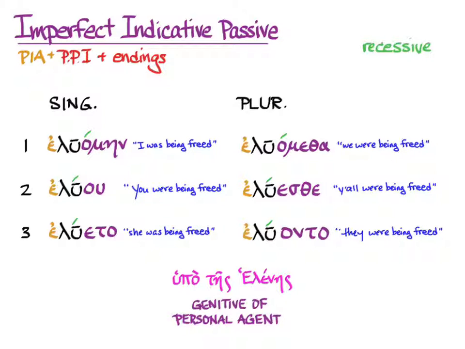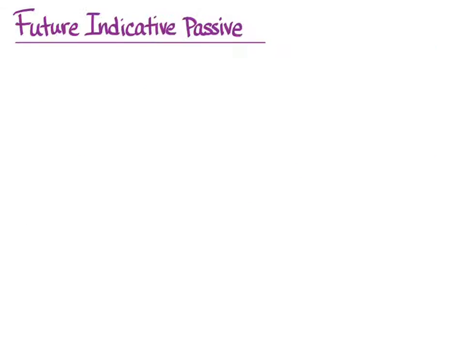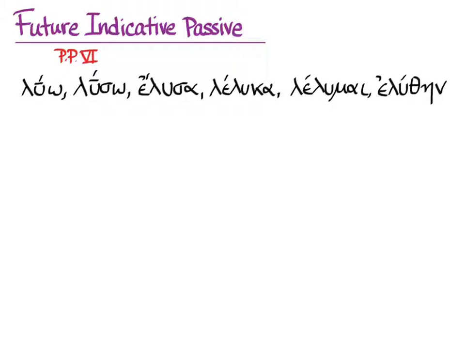All right, time to move on to the future indicative passive, which we'll use principal part 6. Finally, we get to use that last principal part. If you look at the sixth principal part, you'll see that it has the past indicative augment on it because it's an aorist form that we'll meet shortly. So, to get the future passive stem, we'll have to start by taking off the augment.